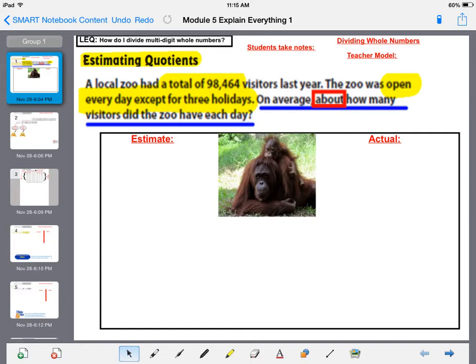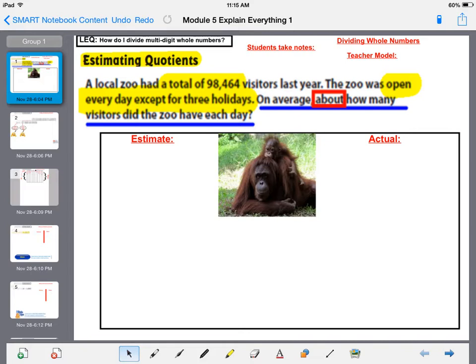A couple things going on here. Very important information is the fact that the zoo had a total of 98,464 visitors last year. Also important was that the zoo was open every day except for 3 holidays. So since there are 365 days in a year, we would subtract 3 from that, and so the zoo was open 362 days. On average, about how many visitors did the zoo have each day? What we need to do is divide the total number of visitors by the days that it was open, and that will help us answer the question.